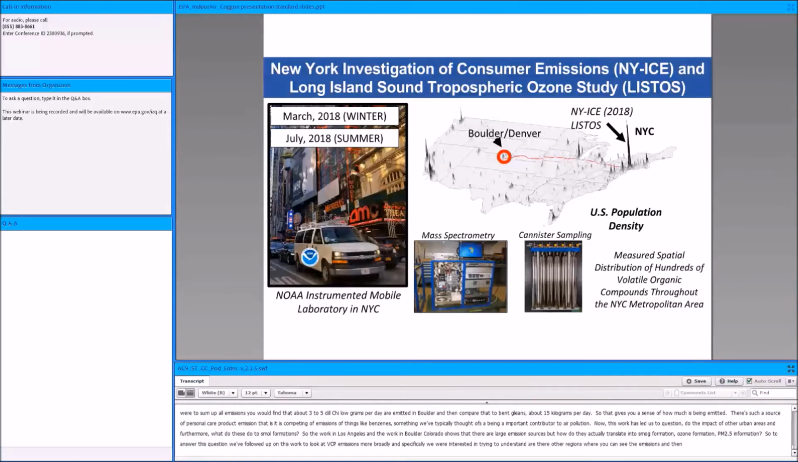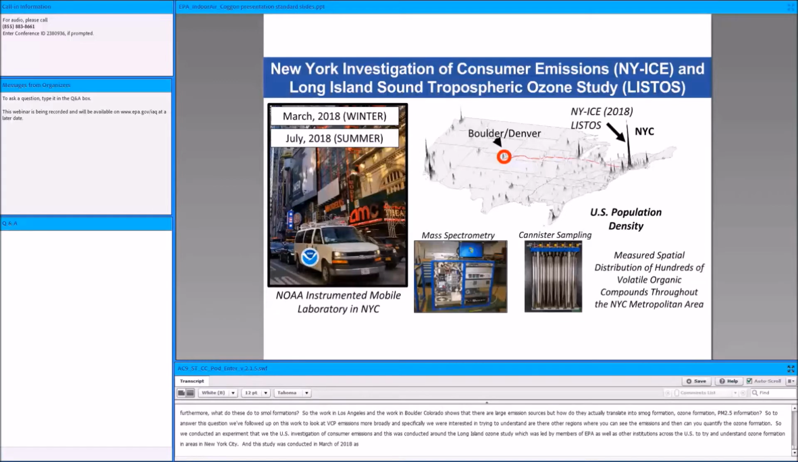So we conducted an experiment that we called the New York Investigation of Consumer Emissions, and this was conducted alongside the Long Island Sound Tropospheric Ozone Study, which was led by members of EPA as well as other institutions across the U.S. to try and understand ozone formation in areas of New York City. This study was conducted in March of 2018 as well as July 2018.